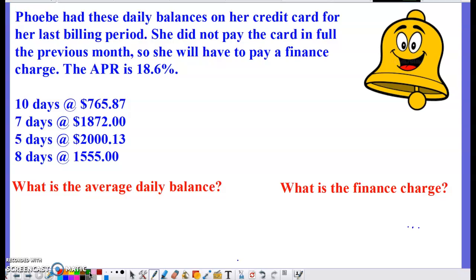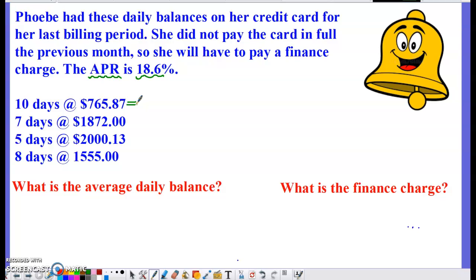It says for this particular credit card, the APR, the annual percentage rate, is 18.6%. And they want us again to calculate that finance charge. In order to find the finance charge, we know from the last lesson, we have to find our average daily balance. So in order to do that, we have to find how much they owed throughout that billing period.